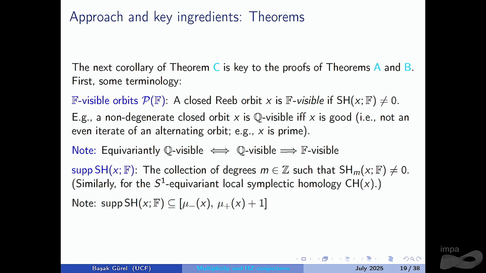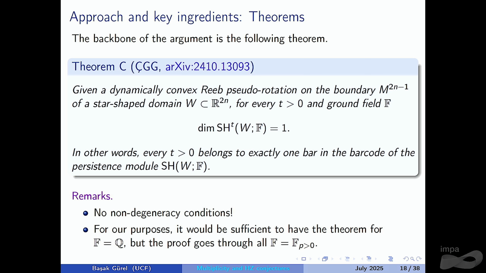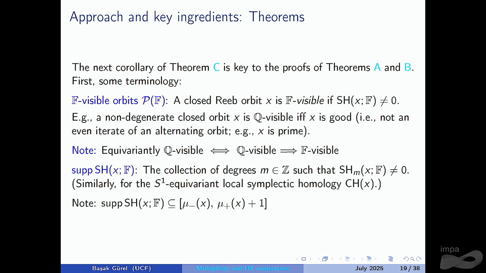Okay, so now this theorem, let me once more go back. Again, we have a DC Reeb pseudo-rotation. Under these conditions, we have this result. This theorem has some important consequences.